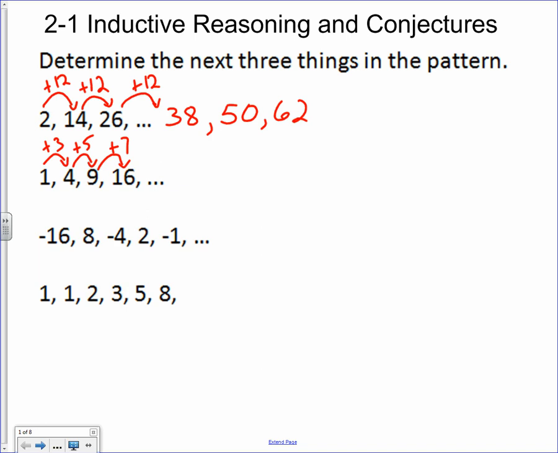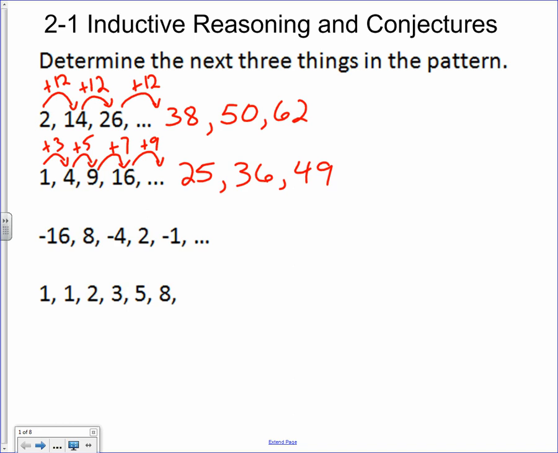So we have 3, 5, 7. The next number that we must add is 9. If we add 9, we get 25. The next odd number in that progression would be 11. If we add 11 to 25, we get 36. And if we add 13, which is the next number, we get 49. So the next 3 numbers would be 25, 36, and 49.